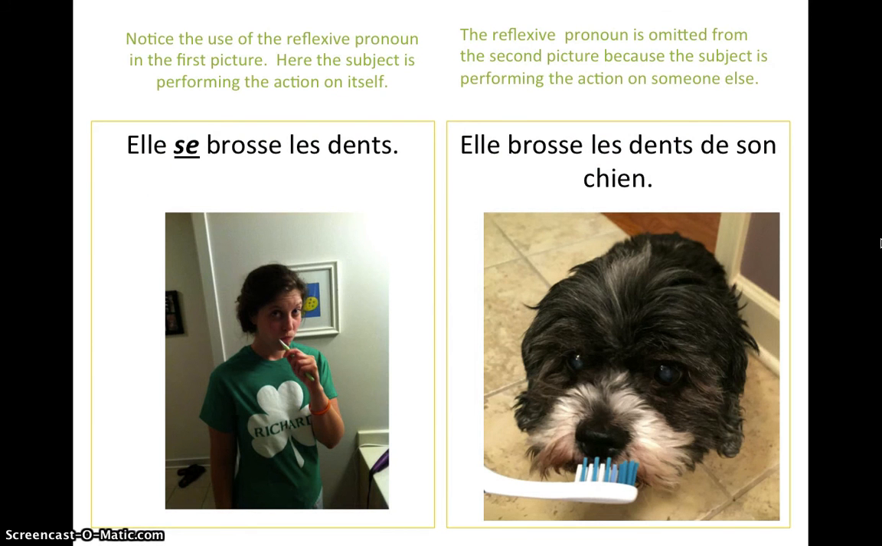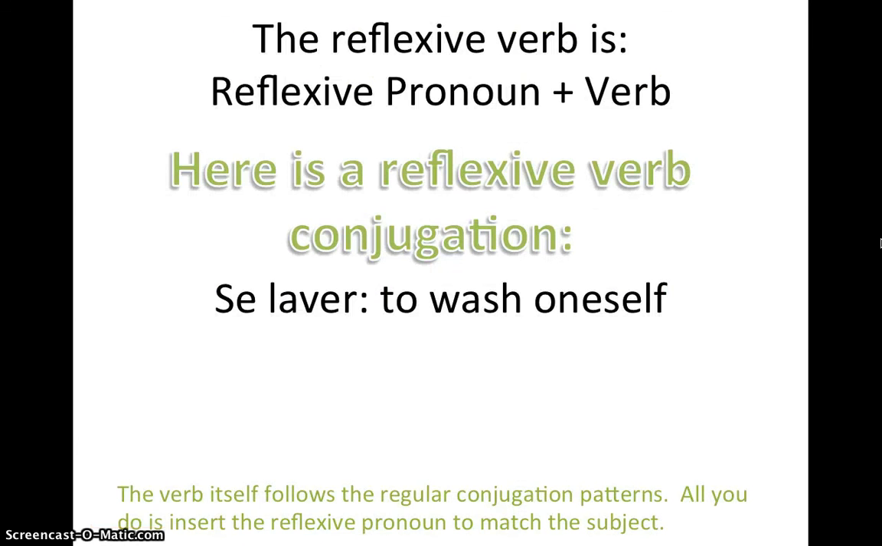So look in the first sentence that goes with the first picture. Elle se brosse les dents. The se that's underlined, that's the reflexive pronoun. It's showing that the subject is performing the action on itself. She is brushing her own teeth. The reflexive pronoun, however, is not in the second sentence with the picture of Lily, because Lily is not brushing her own teeth. The subject, she, is performing the action on someone else. She is brushing her dog's teeth. So to form a sentence with a reflexive verb, you need both the reflexive pronoun and the verb.